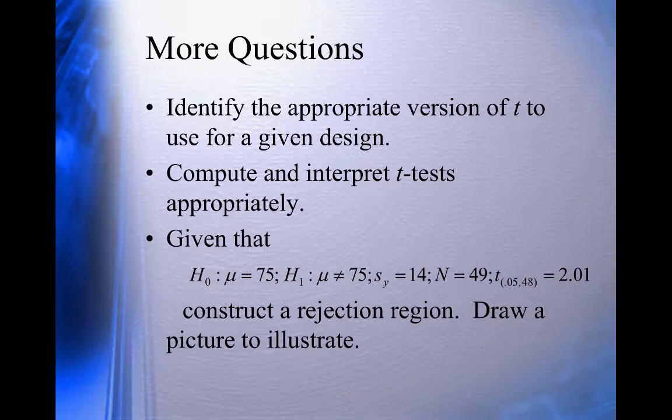Given that the null hypothesis is mu is 75, the alternative is not 75, the standard deviation of y is 14 and n is 49, and t, with .05 and 48 degrees of freedom, is 2.01, construct a rejection region. Draw a picture to illustrate.